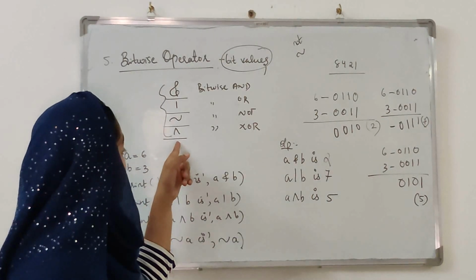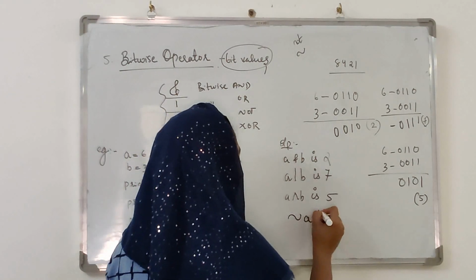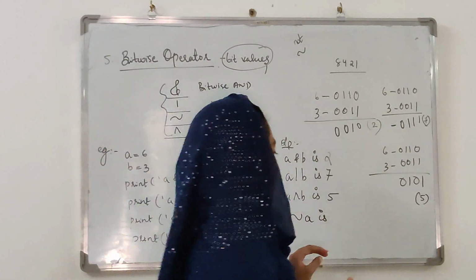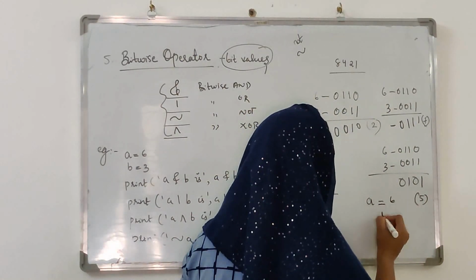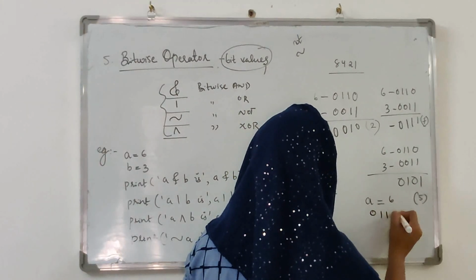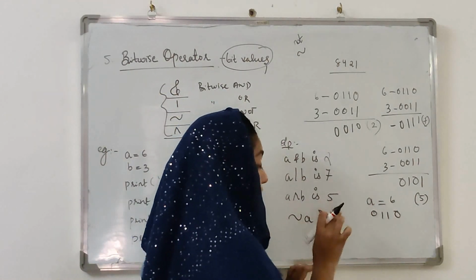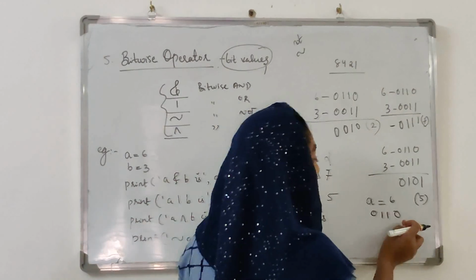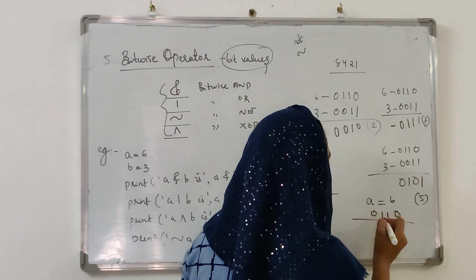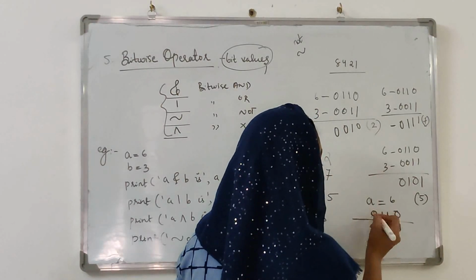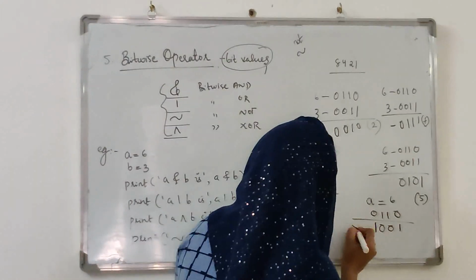Now look at the last bitwise operator, that is the NOT operator. That is complement A, or bitwise NOT A. So what is the value of A? A is equal to 6. So what is its binary form? 0, 1, 1, 0 is the binary value of 6. NOT A means it complements the bits. Then what is the complement of 0? 1. The complement of 1 is 0. The complement of 1 is 0. Then the complement of 0 is 1. Then here there is a change.